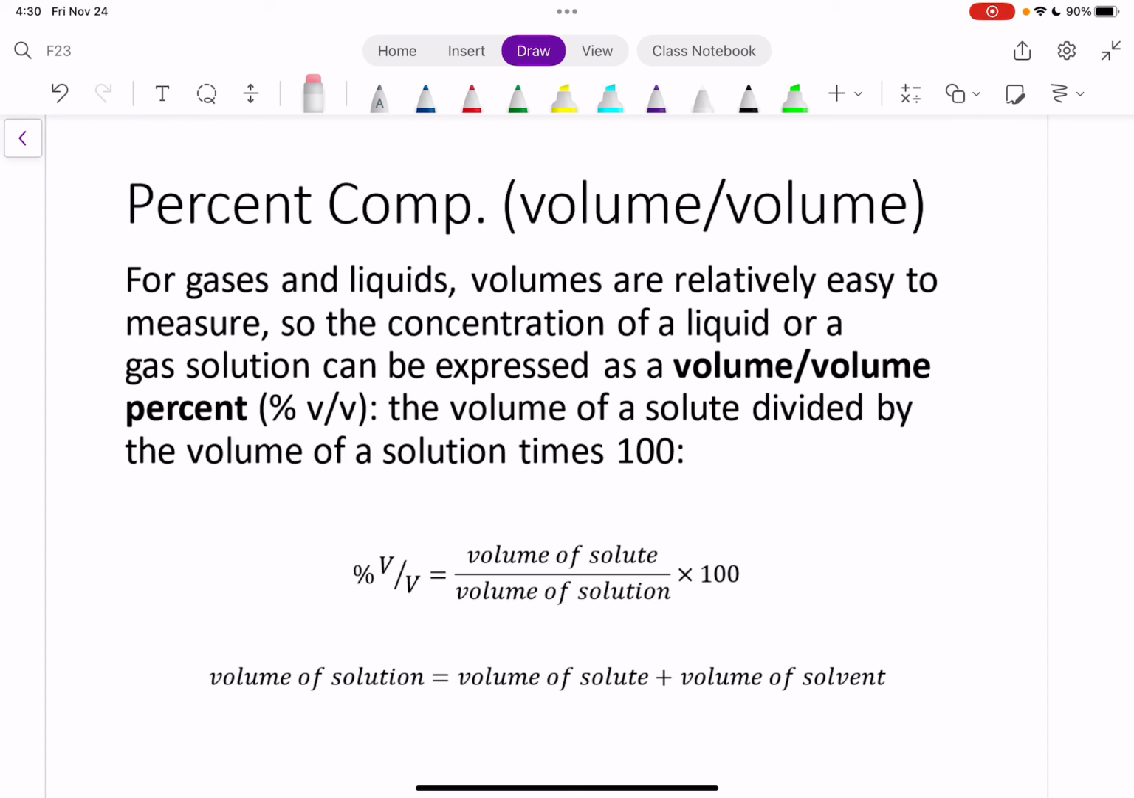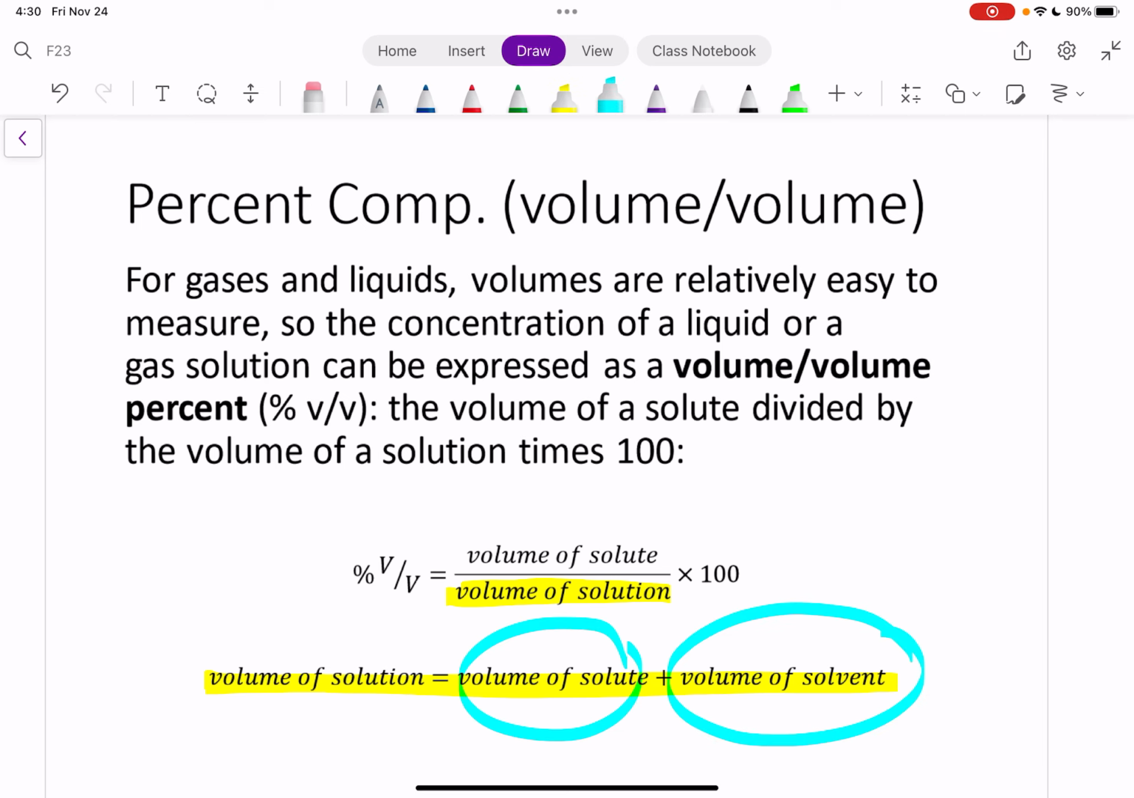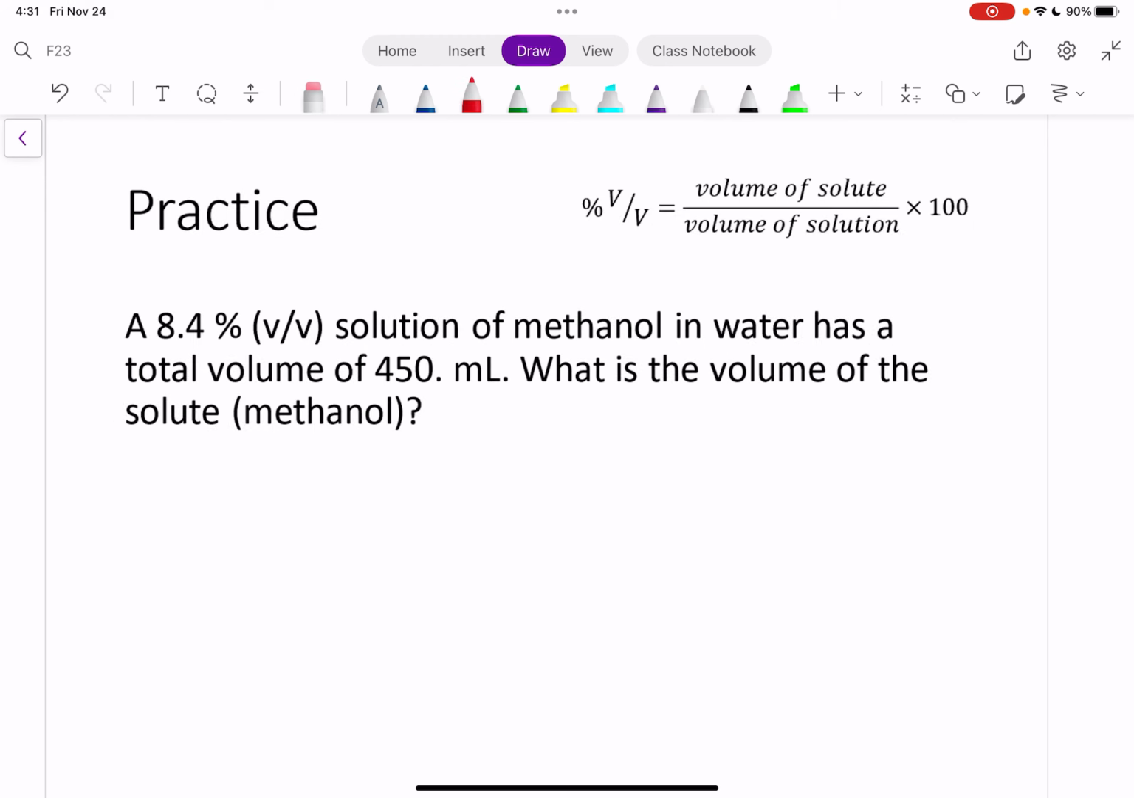So same idea here, right? How much solute is dissolved in a given amount of solution? Again, remember that when I say volume of solution here, I'm talking about the total solution. So you're going to have to take the volume of your solute and add the volume of your solvent. All right, so let's try this out.